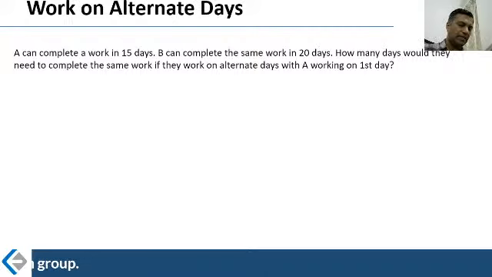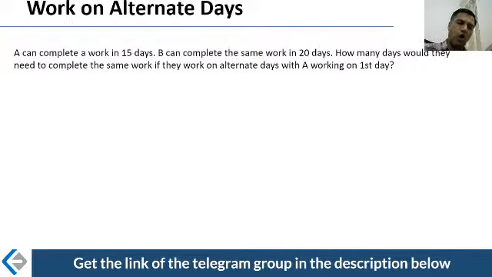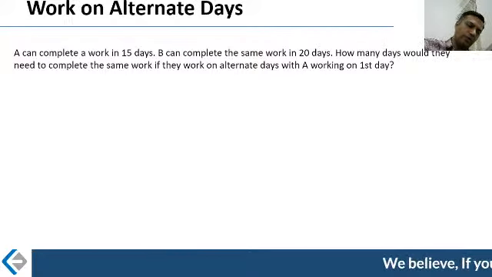A can complete the work in 15 days. B can complete the same work in 20 days. How many days would they need to complete the same work if they work on alternate days, with A working on the first day? We'll change this question: A working on the first day to B working on the first day.